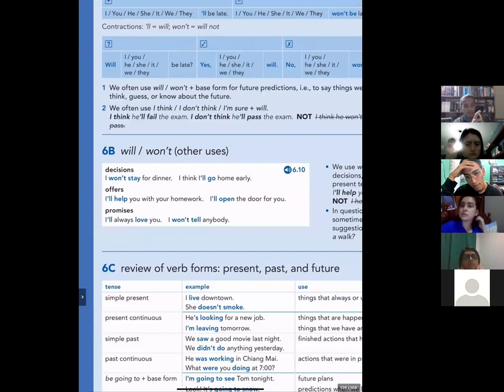Or I'll get a taxi, which is, I will get a taxi. So it's a decision that he's making at the moment of speaking because maybe something happened and he feels bothered. And for that reason, he's making that decision. It can also work for offers that you're making.